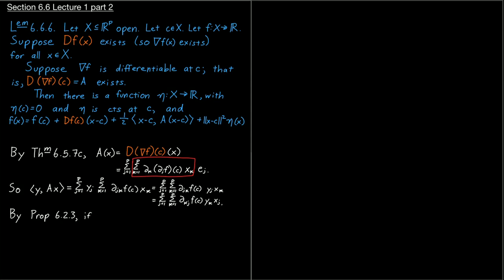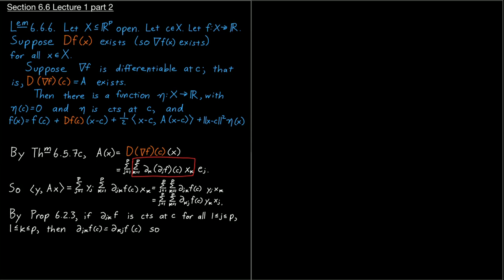Now, by a very early proposition, if all of those second derivatives exist not just at the point c, but in a neighborhood of c, if they exist and are continuous, then partial jk f of c is equal to partial kj f of c. The mixed partials, it doesn't matter what order you take them in.